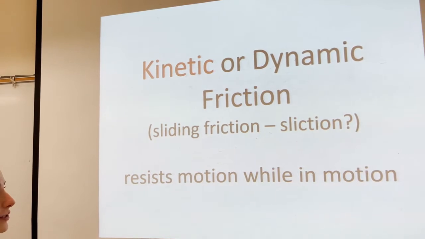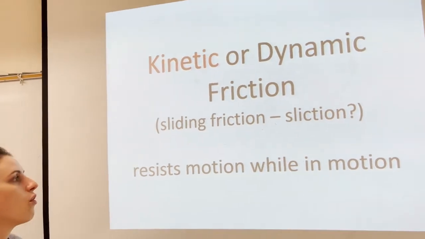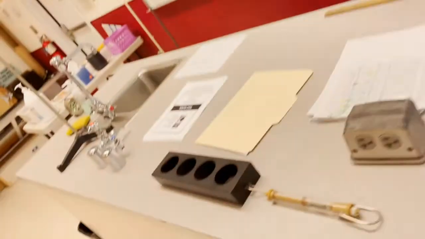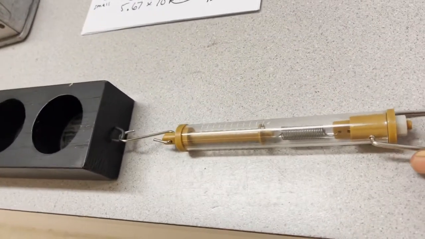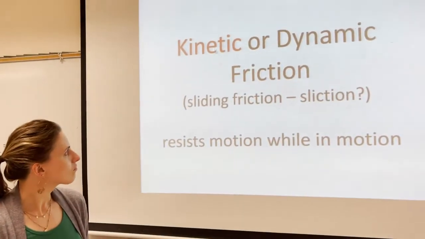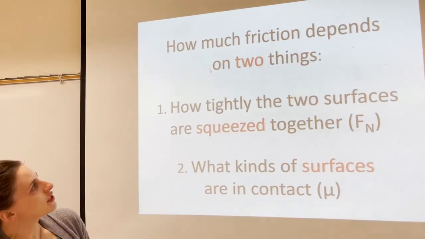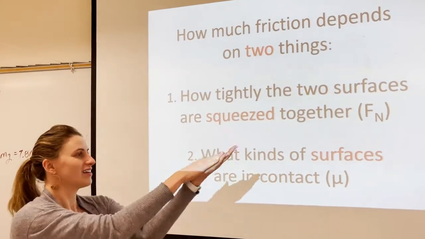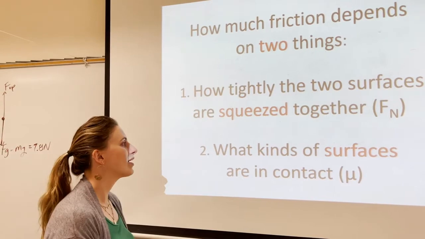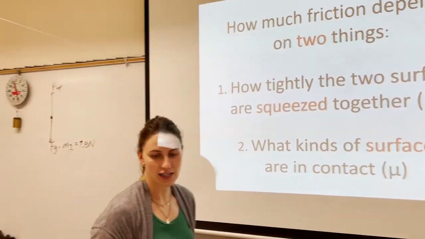What about kinetic or dynamic friction? Sliding friction resists motion while in motion. So once it's moving, it's still experiencing the force of friction. How much friction depends on two things: how tightly the things are being squeezed together, squeezage, and what kinds of surfaces it's in contact with.